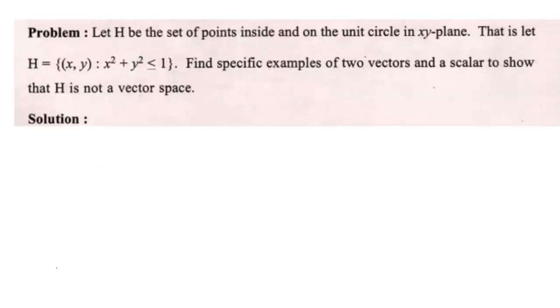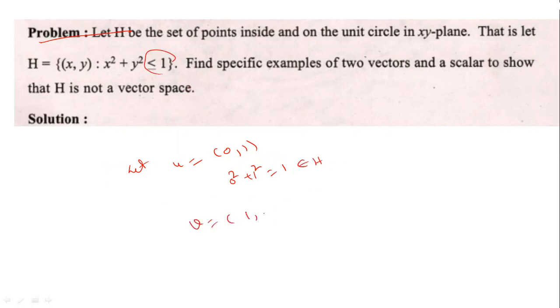Take one more example. The set H is the set of all elements (x, y) such that x square plus y square is less than or equal to 1. Let us take a vector u = (0, 1). Here 0 square plus 1 square is 1, which is less than or equal to 1, so u definitely belongs to H. Let us take one more vector, (1, 0). 1 square plus 0 square is 1. This also belongs to H.